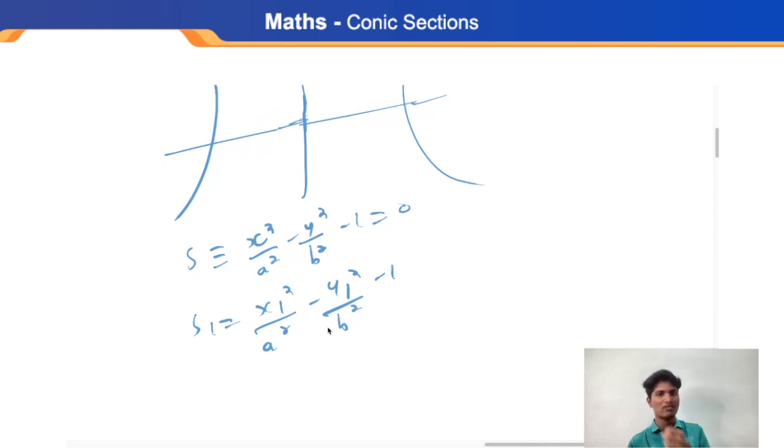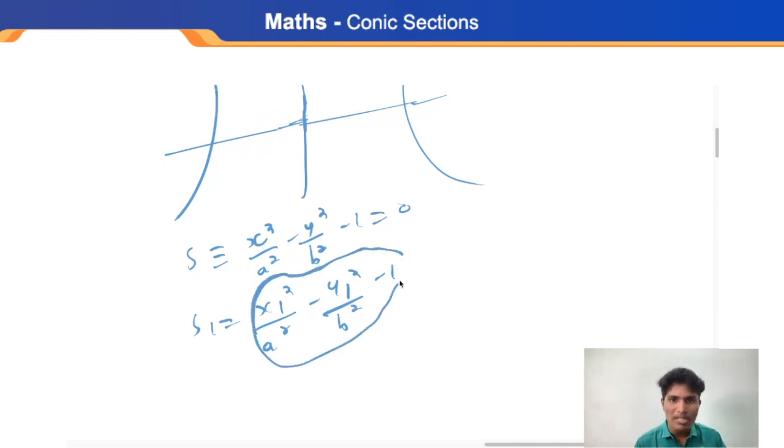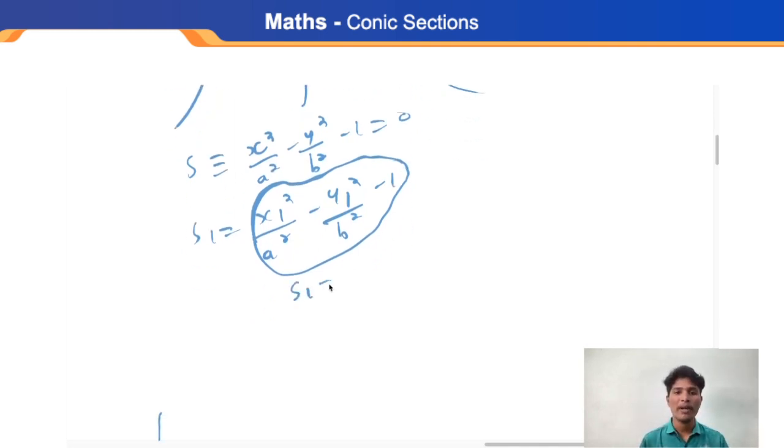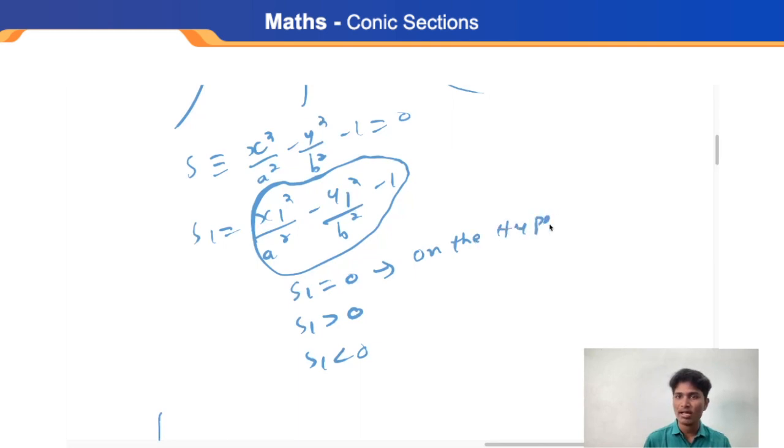That is x1 square by a square minus y1 square by b square minus 1. You have to evaluate this value. This value cannot be assumed 0. It can be 0, but you have to evaluate it first. So depending on the value, S1 greater than 0 or S1 less than 0, you have to check. If S1 is equal to 0, it is on the hyperbola, it is obvious. That is, it is satisfying the curve.